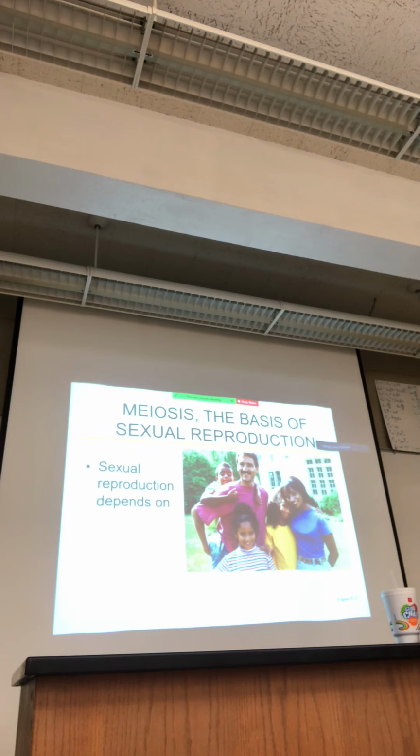Okay, so today we're going to talk about meiosis. Some people pronounce this meiosis. I don't know if one is more correct than the other. But to do sexual reproduction, you have to, do you guys know how many chromosomes a human cell normally has? 46. Most of our cells have 46 chromosomes.